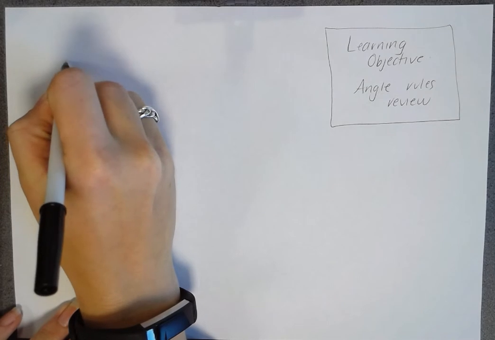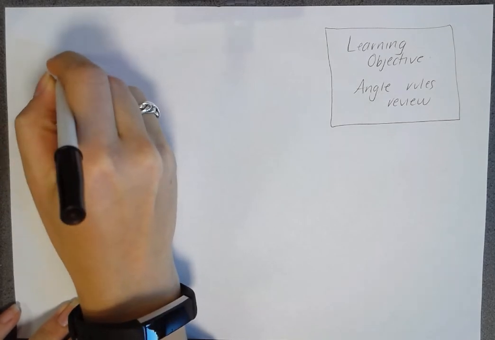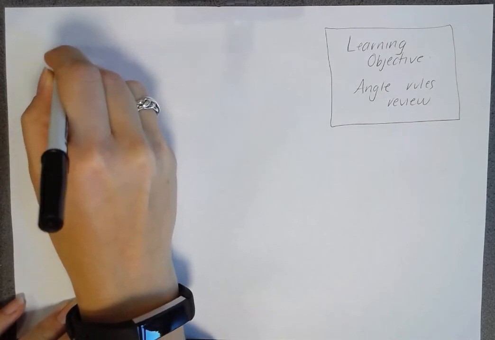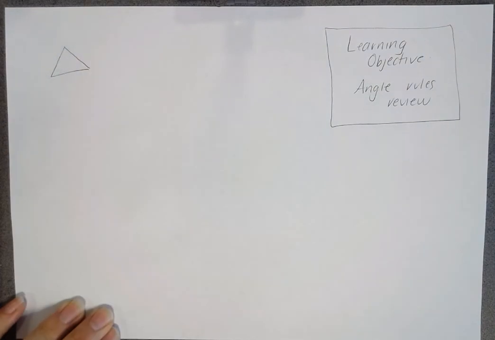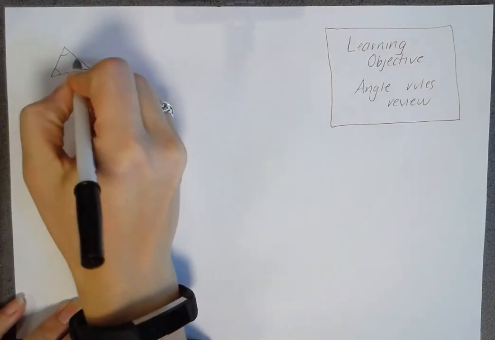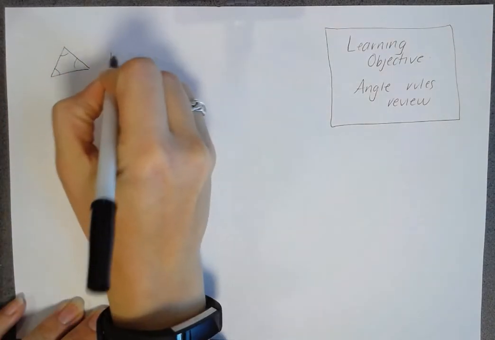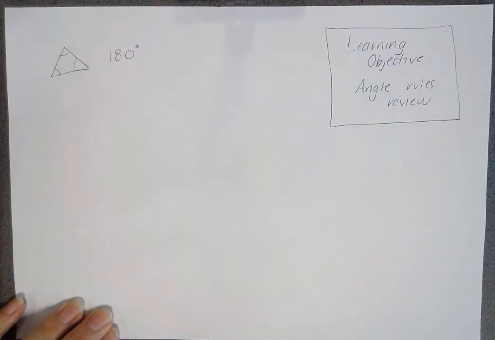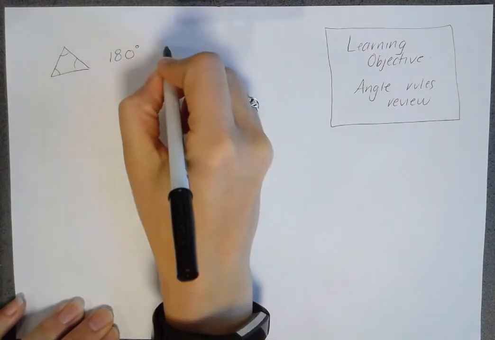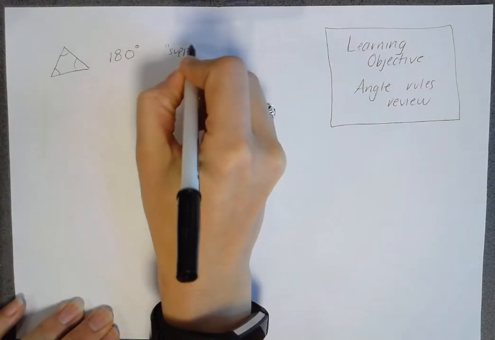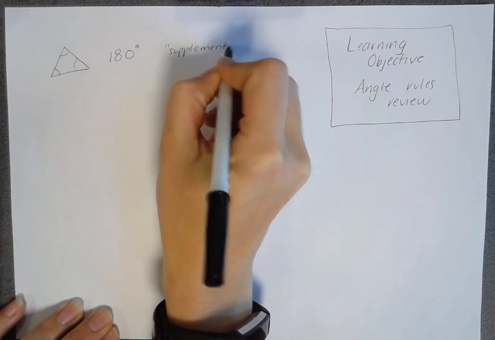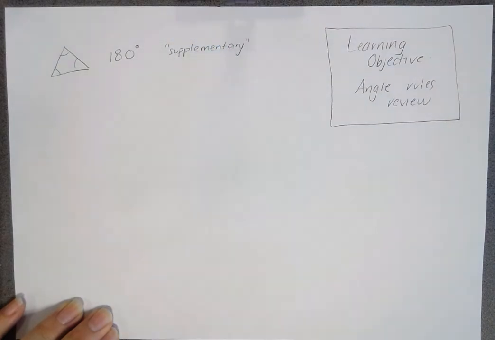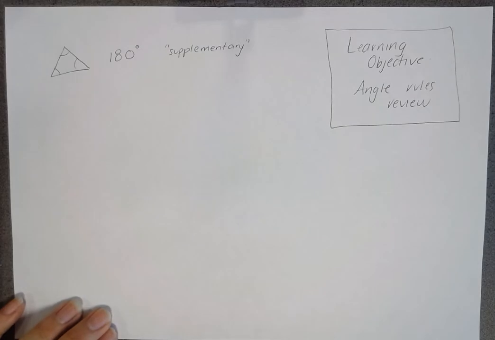So sides and angles. Let's start with some of our most basic shapes. We have a three-sided shape here, which is a triangle, and the angles inside of a triangle all add up to give 180. If they are 180, they are called supplementary. So all the angles within a triangle are supplementary.